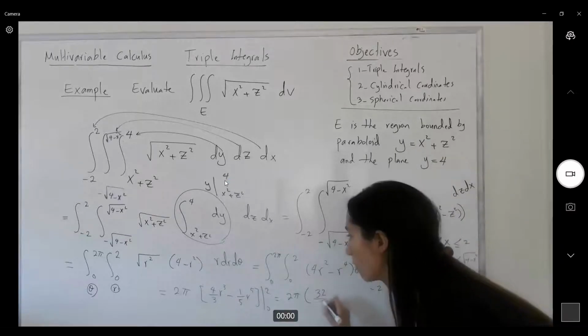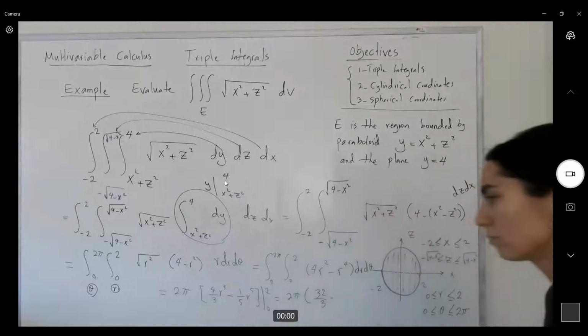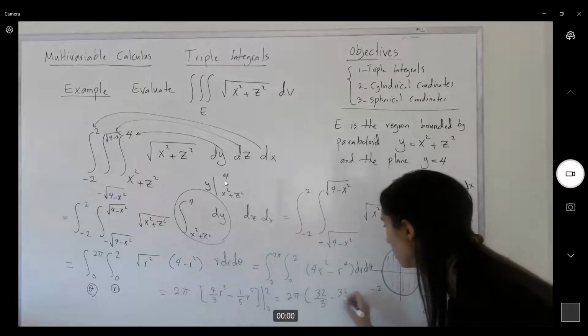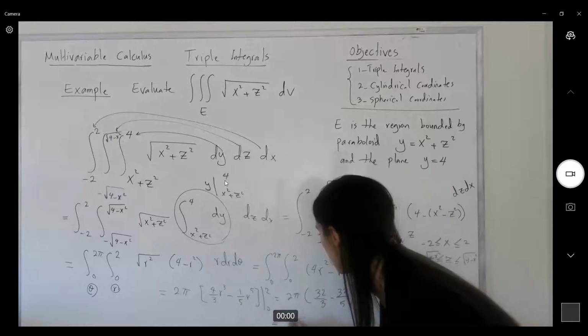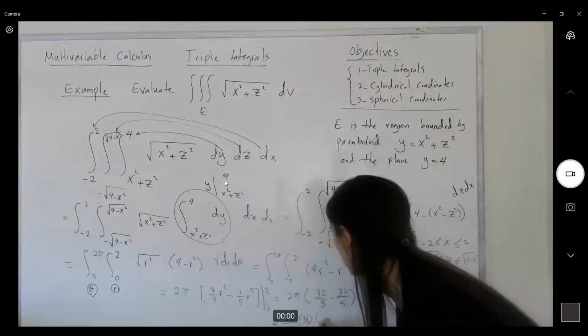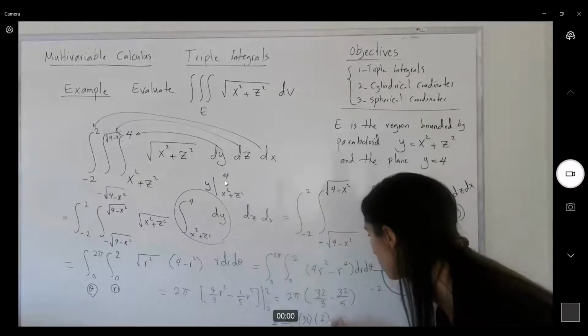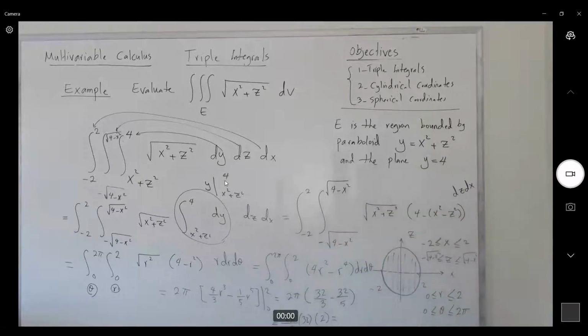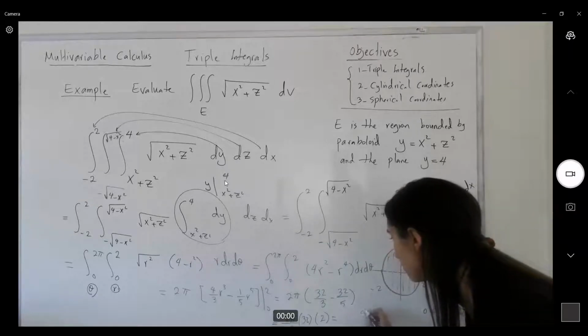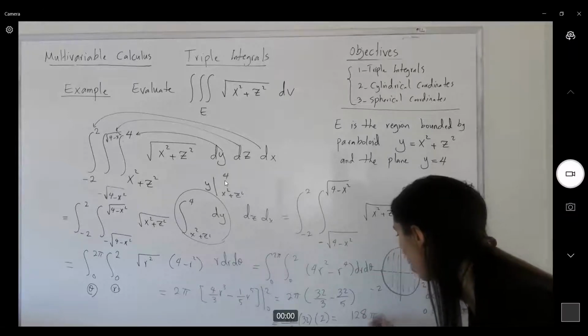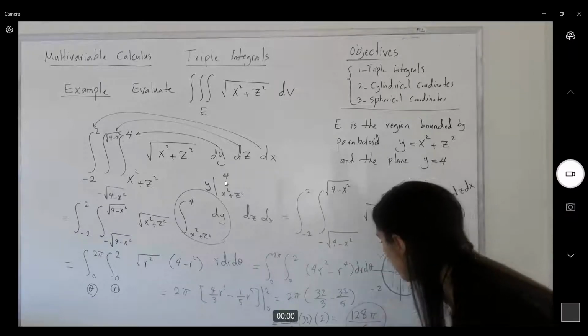32 over 3 minus 32 over 5, which is equal to 2 pi times 2 over 15, and I have my 32, and here I have 2. So I have 4, 128 pi divided by 15.